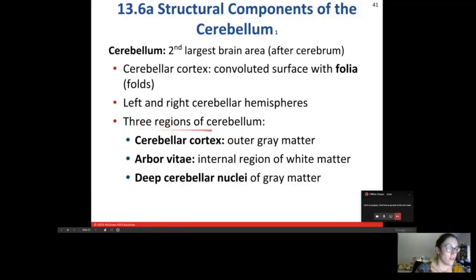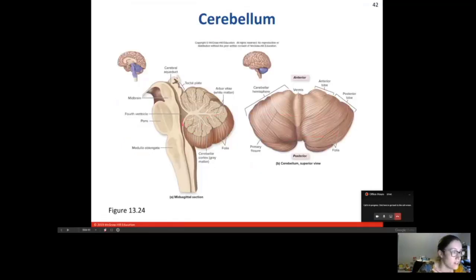The major regions that you'll need to be able to identify are the cerebellar cortex, which is the outer gray matter, and the arbor vitae, which is the internal white matter. So right here is the cerebellar cortex, the gray matter on the outside, and then this white part right here that looks like a tree, or the tree of life, the arbor vitae, is the white matter. You can see the two different cerebellar hemispheres. You don't really need to know about the lobes or the vermis.